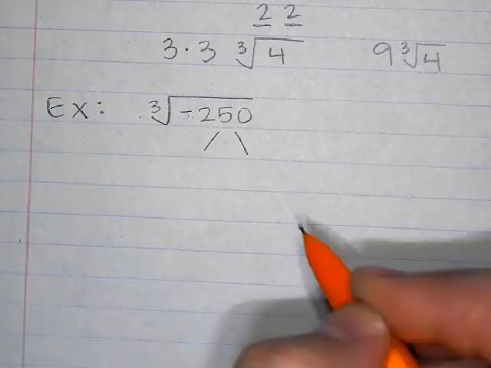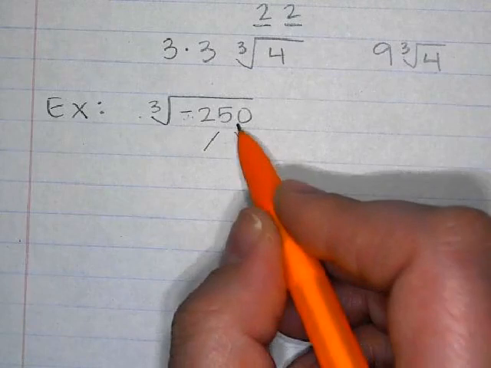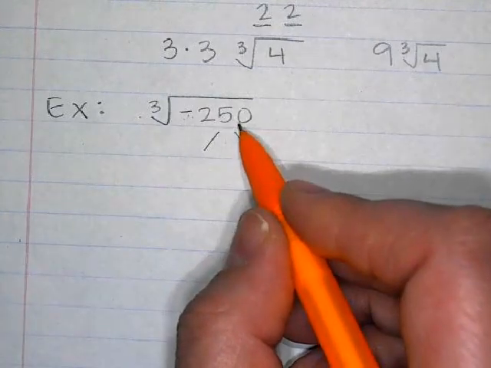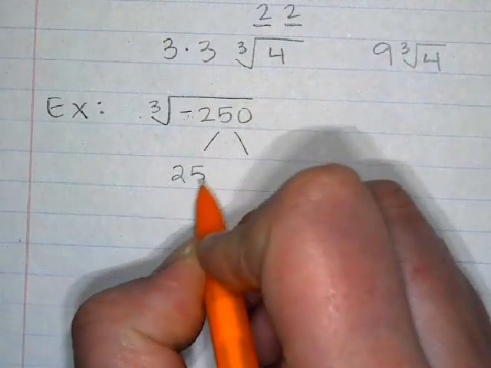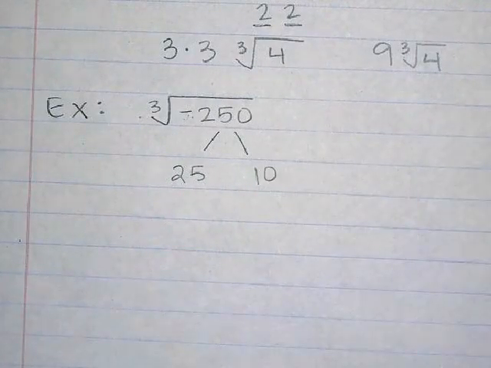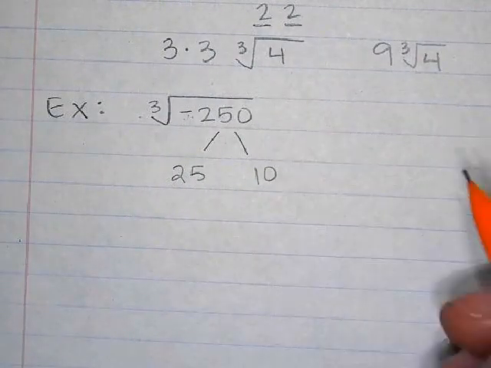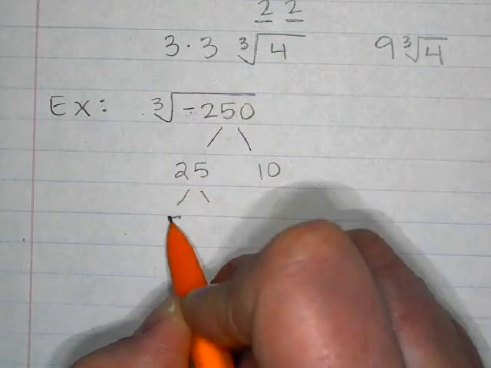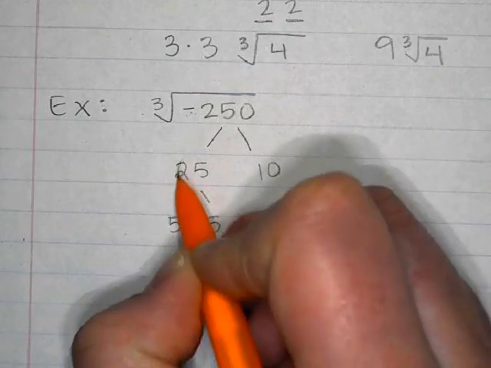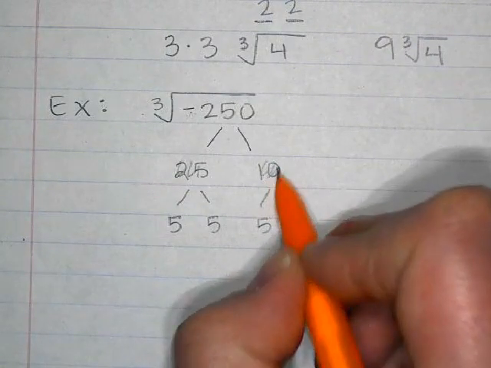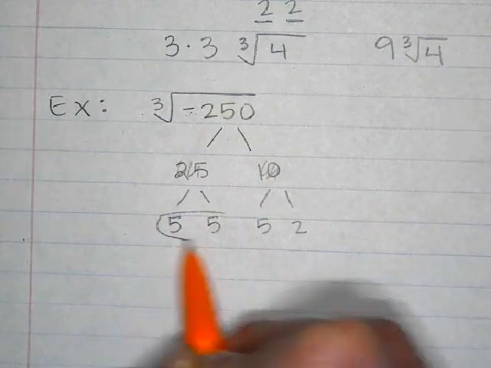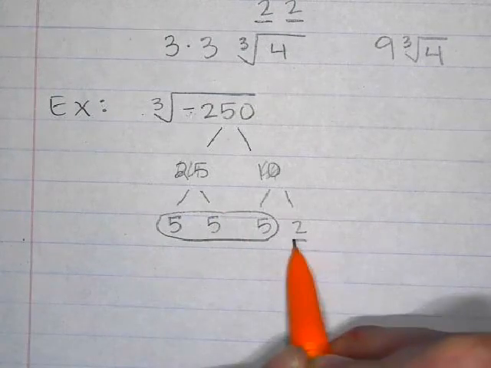So we can do 25 and 10. We can do 5 and 50. What do you guys want to do? 25 and 10. Okay. 25 and 10. And then how should we break these down? 5 and 5. 5 and 2. Okay. So we have a triple with the 5s and a leftover 2.